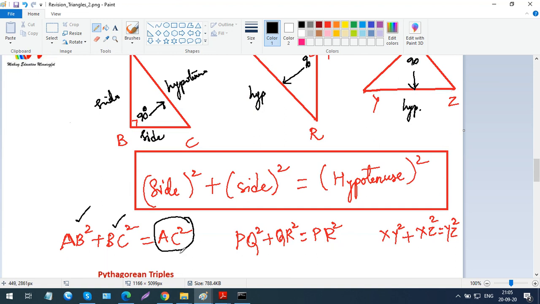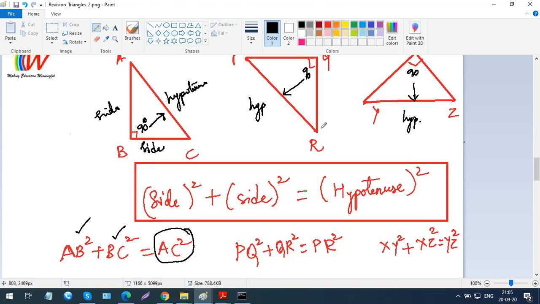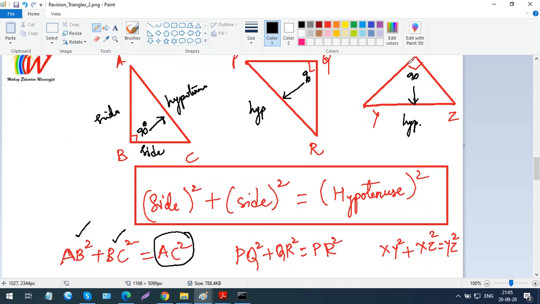Here what will I write? PQ and QR are the sides, so PQ square plus QR square is equal to PR square. And in the third case, what do you have? XY square plus XZ square is equal to YZ square.